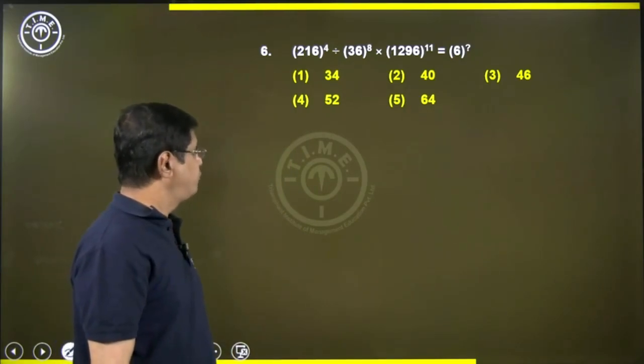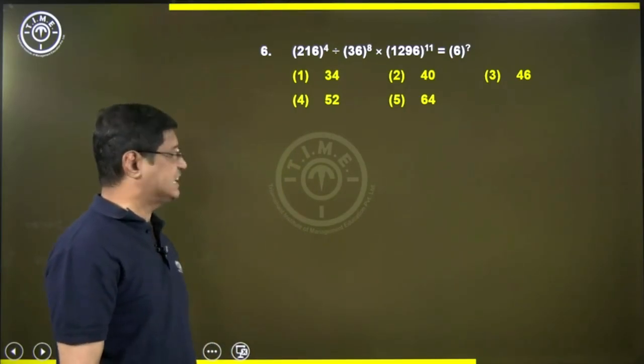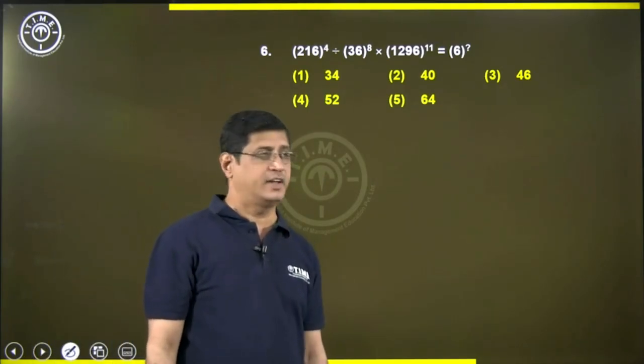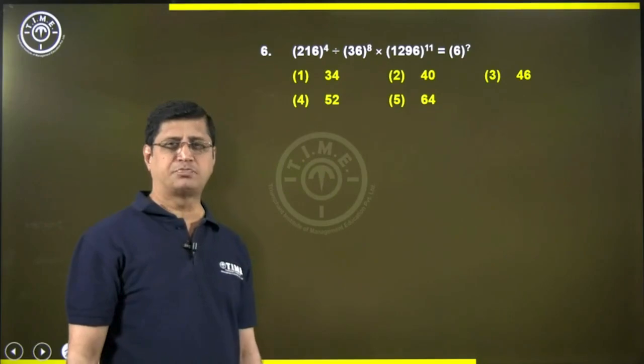216 power 4 divided by 36 power 8 into 1296 power 11 equals 6 power question mark.